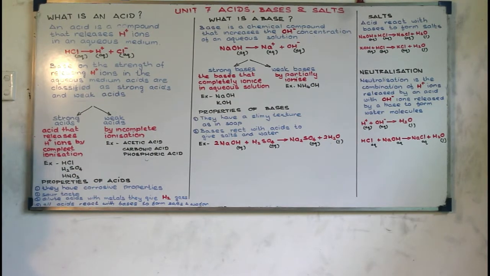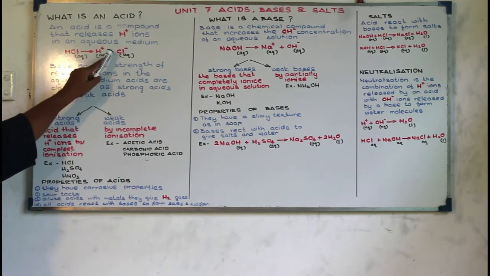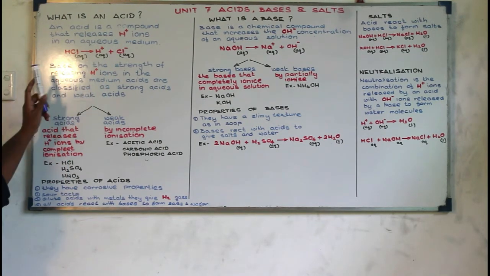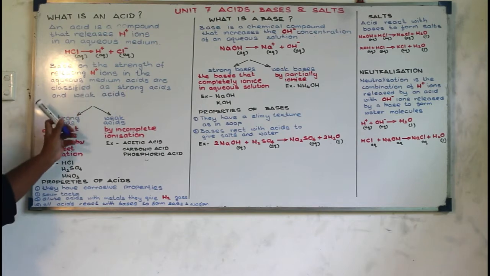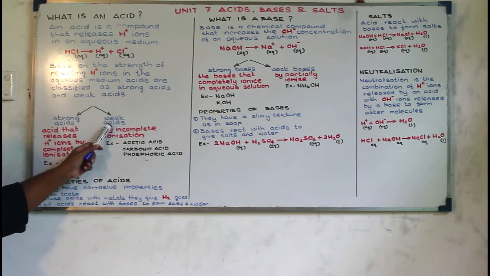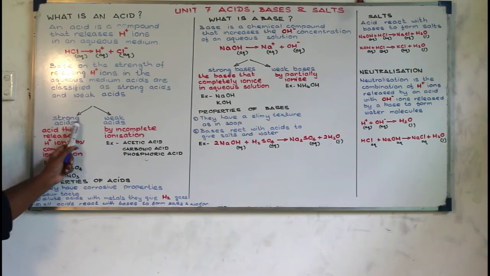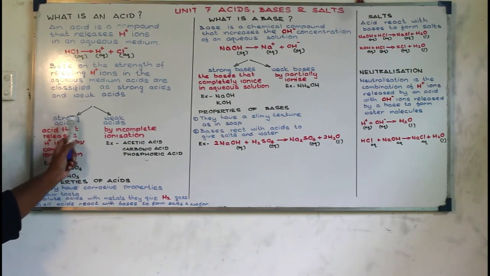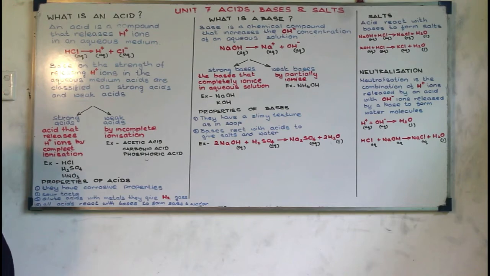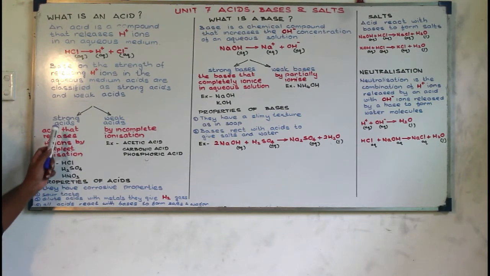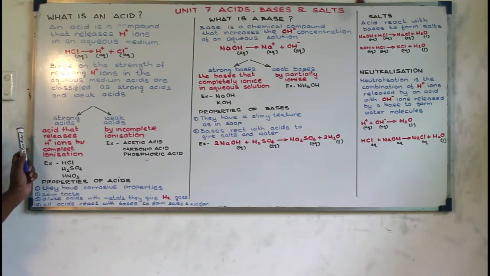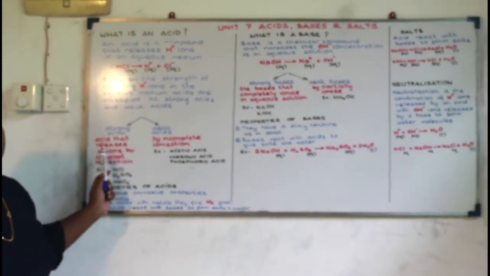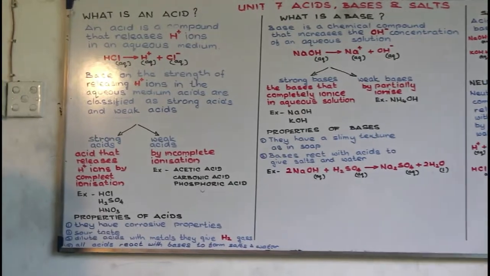Then, based on the strength of releasing H+ ions in the aqueous medium, all acids are divided into two categories: strong acids and weak acids. Strong acids are the acids that release H+ ions by complete ionization.